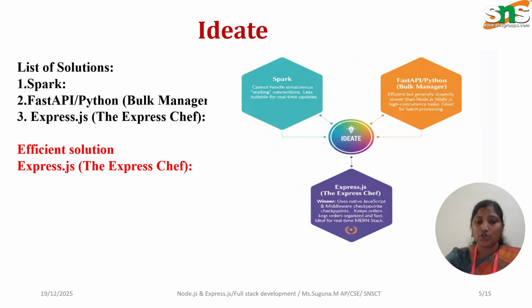So let me move on to the ideate part for thinking about the possible solution. What could the possible solutions be? We could use Spark, FastAPI with Python, and Express.js. Among these, the most efficient solution for a JavaScript based application is Express.js. Why? Because it's lightweight, it is fast, it works perfectly with Node.js, and it integrates easily with MongoDB. That is why Express.js is called the Express Chef.